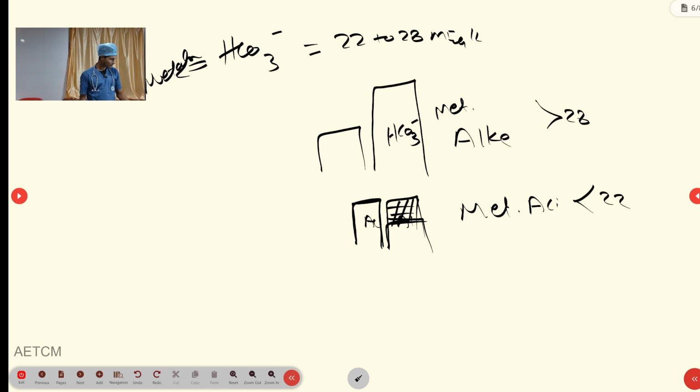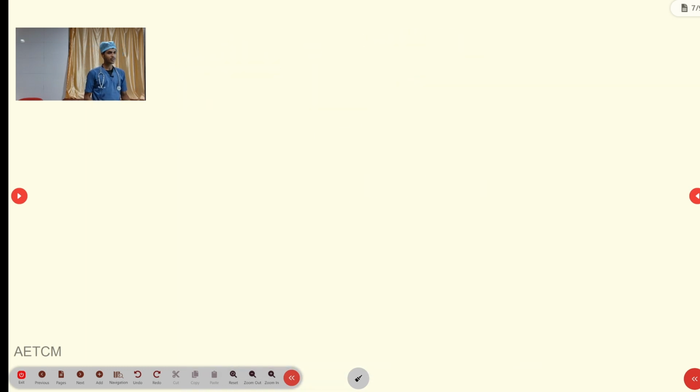Now we'll move on to the next part, the compensatory mechanism that happens in your body. Whenever the body is under stress, it will try to compensate for the condition. For example, if the body is in metabolic acidosis, what will happen in your ABG? You look at the pH, PCO2 and HCO3. In metabolic acidosis, the factor you have to see is HCO3, am I right? In acidosis, the pH will be less.